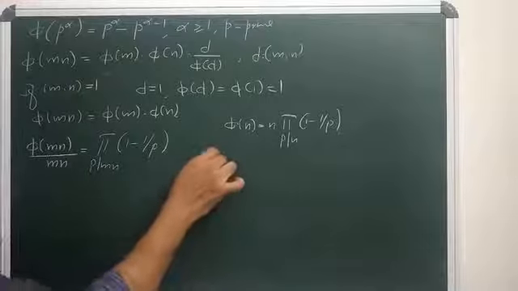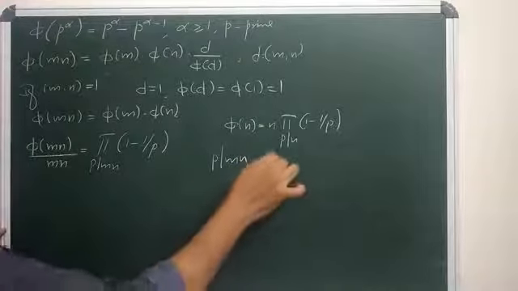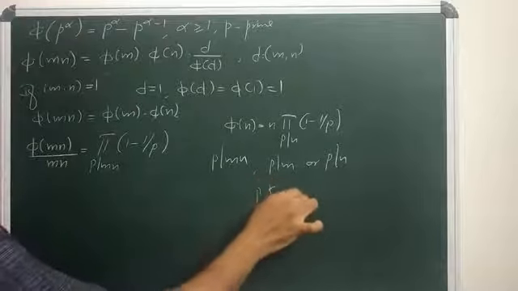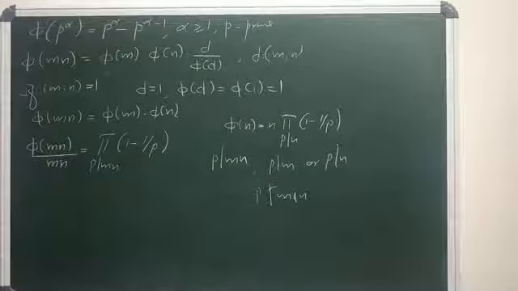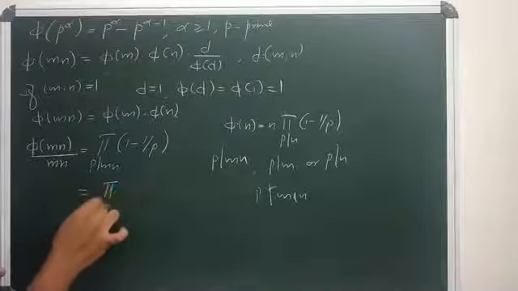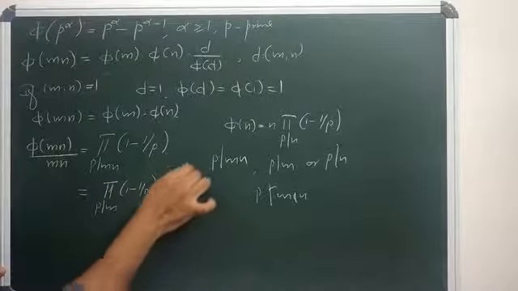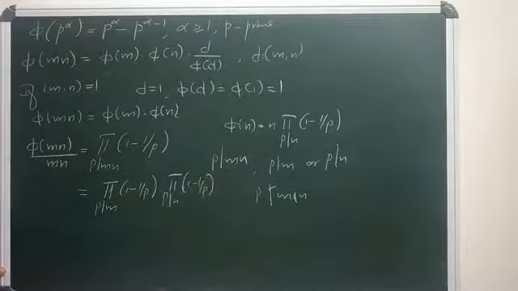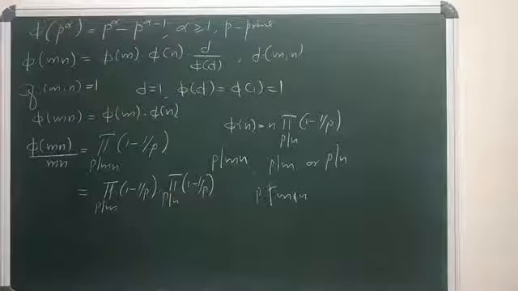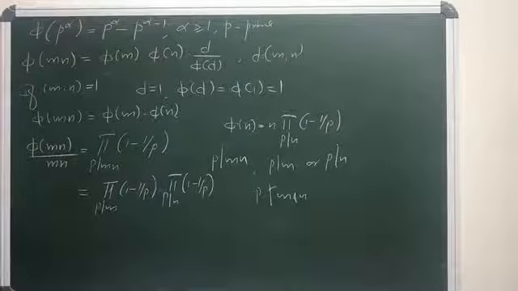But since m and n are relatively prime, p dividing mn means either p divides m or p divides n, but p doesn't divide both m and n. Why? Because m and n are relatively prime. So the product over p dividing mn of 1 minus 1 by p can be rewritten as the product over p dividing m of 1 minus 1 by p into the product over p dividing n of 1 minus 1 by p. Why? Because p divides mn, and since p is a prime, either p divides m or p divides n, but not both, because m and n are relatively prime.